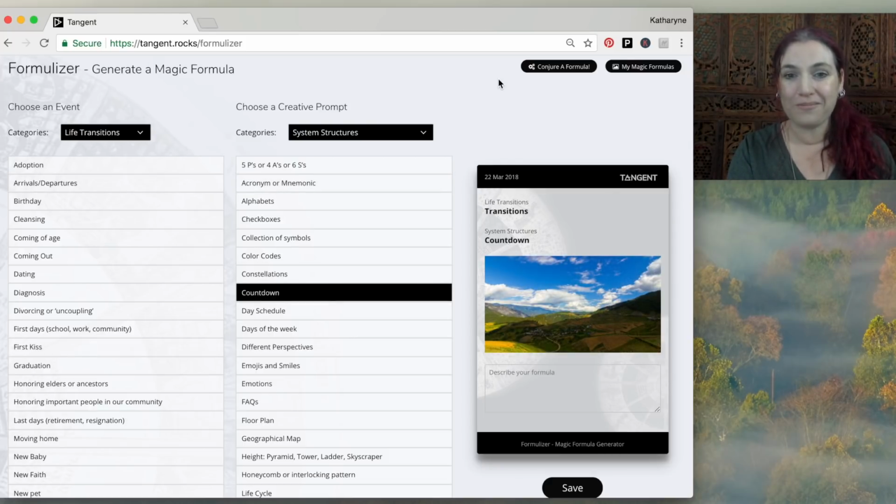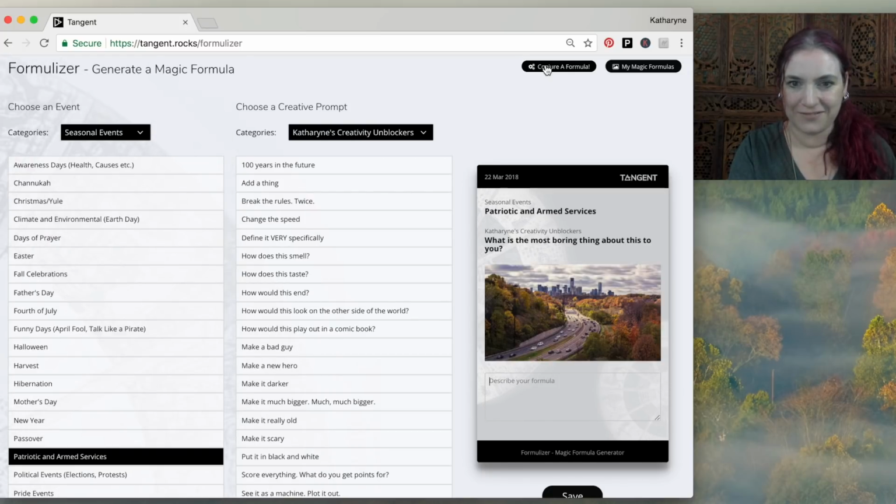So let's do one more, because this is kind of addictive. Patriotic and armed services. What is the most boring thing about this to you? Well, that's an interesting one. Okay, patriotic and armed services. What is the most boring thing about this to you? Okay, so that's an interesting one.